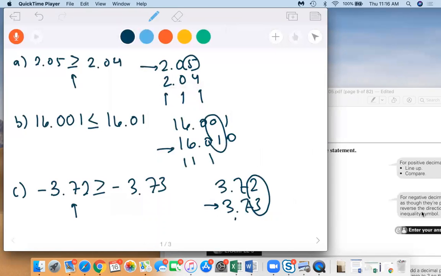Let me reiterate that. Okay. So on this one, remember when we have the negative, what we do is we compare as if they're positive and then flip the sign. 3.73. So again, same, here's our difference. So we would say 3.73 is bigger, except now we are looking at the negative. So we would say that negative 3.73 is smaller than negative 3.72. So if you have negatives, just compare as if they're positive and then flip it.